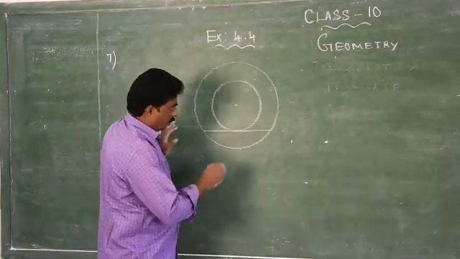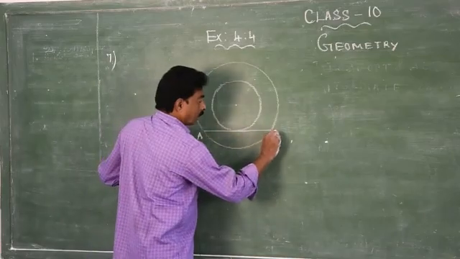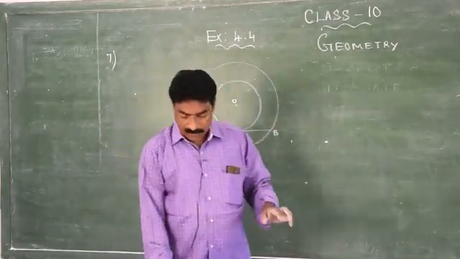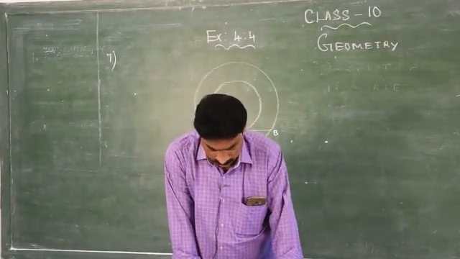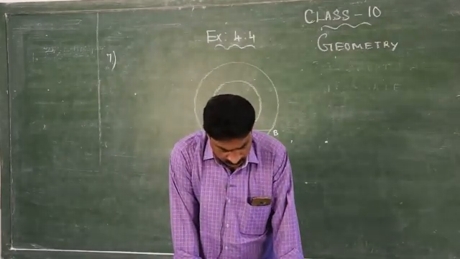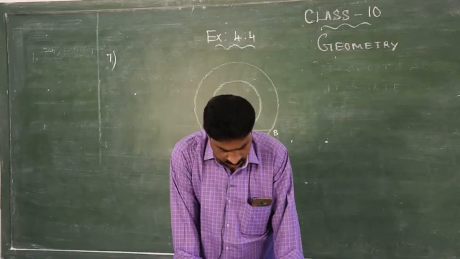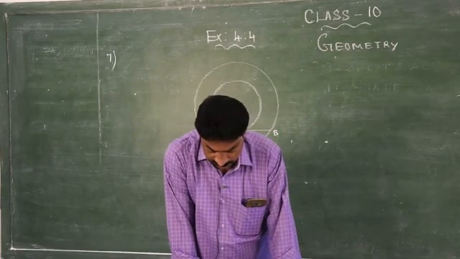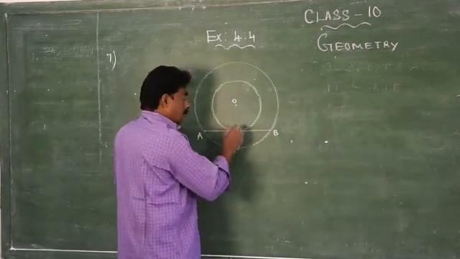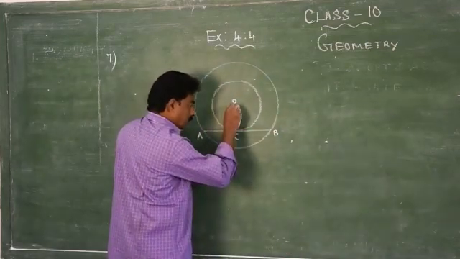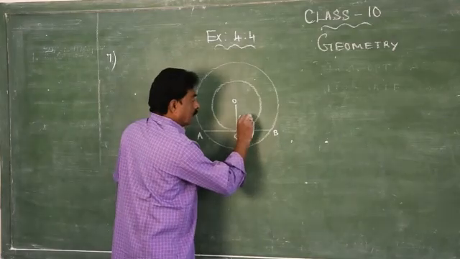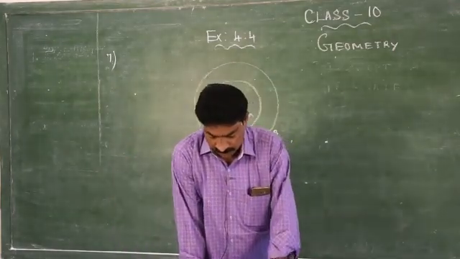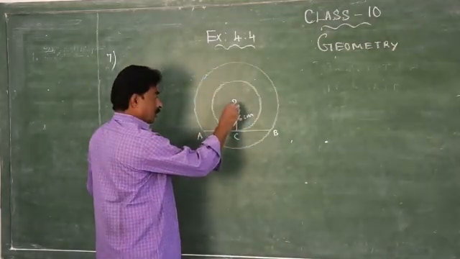So suppose AB is a chord, O is the center of the concentric circles, and what is the question? The smaller circle whose radius is 6. The radius of the smaller circle is given. Suppose OC is 6 given. You have to find the radius of the larger circle.